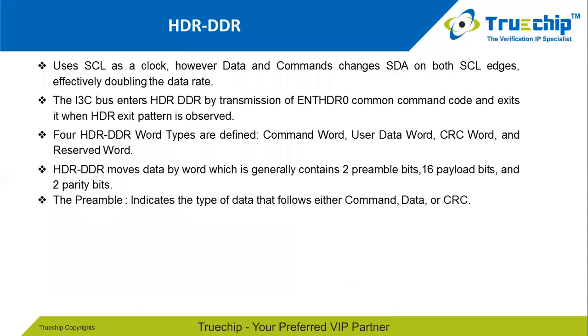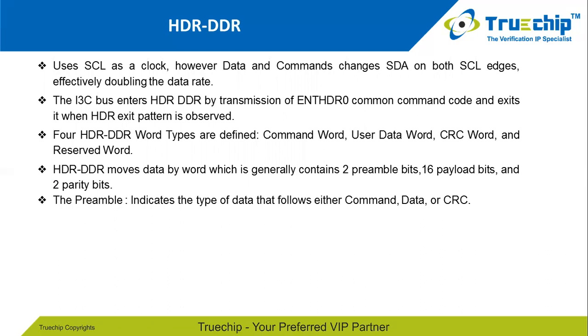Like SDR mode, HDR DDR mode uses SCL as a clock. However, data and commands change on SDA on both SCL edges, effectively doubling the data rate. The I3C bus enters HDR DDR by transmission of the ENTHDR0 common command code and exits it when the HDR exit pattern is observed. 4 HDR DDR word types are defined: command word, user data word, CRC word, and reserved word.